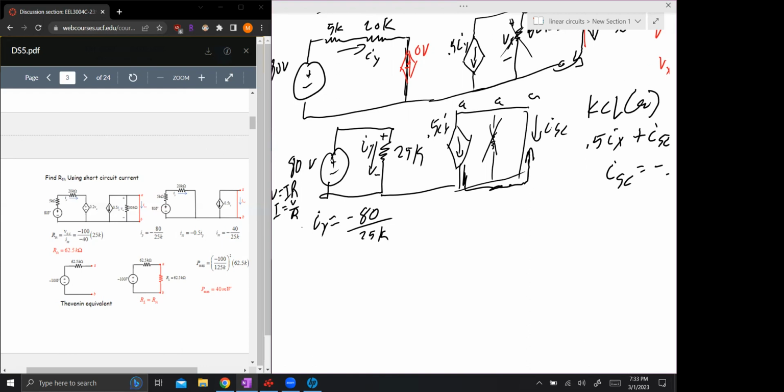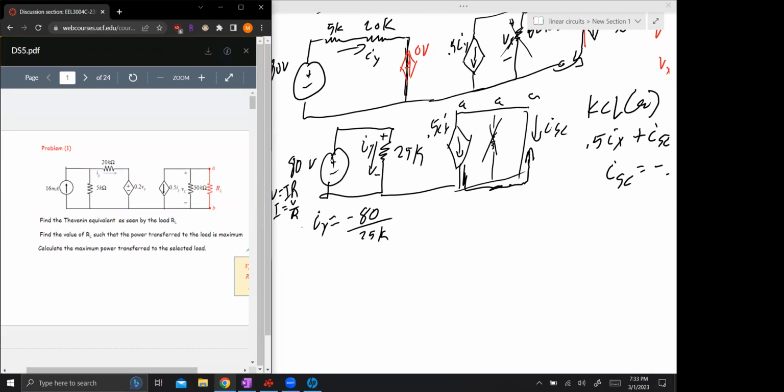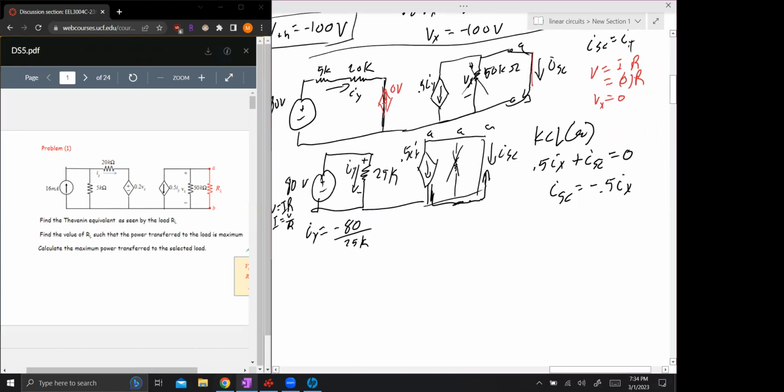Okay, anyway, we're good. Was it asking for any maximum power or something? Yes, it's asking for our maximum load power. Calculate maximum power. Okay, so if IY is this, at short circuit it's negative 0.0016 amps, 80 over 25K. So would that be 80 divided by 25,000 times 0.5 at 1.6 milliamps?